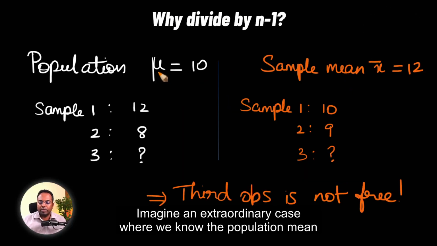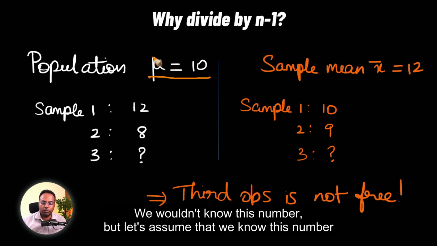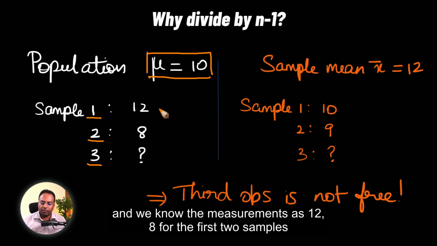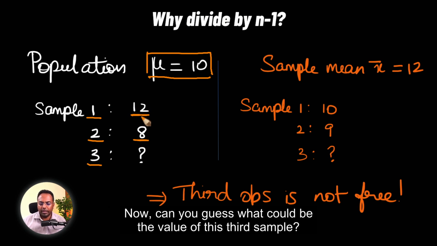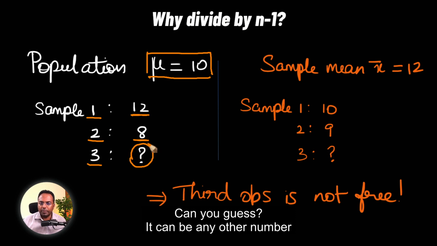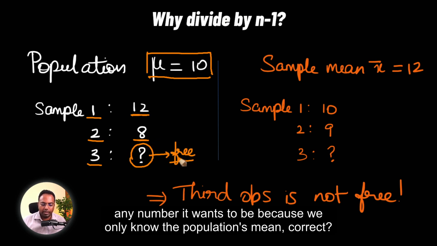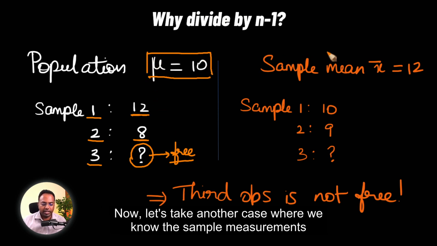So imagine an extraordinary case where we know the population mean. We wouldn't know this number, but let's assume that we know this number. Now given this, we have drawn a sample of size 3. We have just 3 items in the sample, and we know the measurements as 12, 8 for the first 2 samples. Now can you guess what could be the value of this third sample? It can be any other number, right? So this particular sample is free to be any number it wants to be because we only know the population's mean, correct?